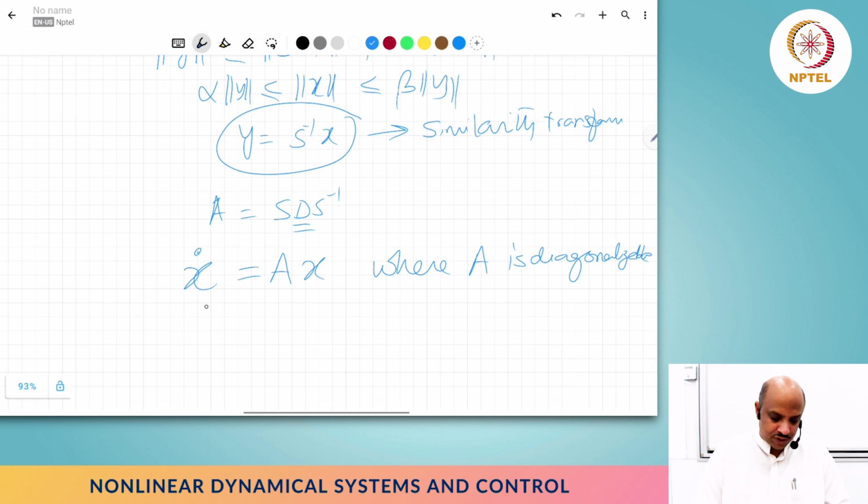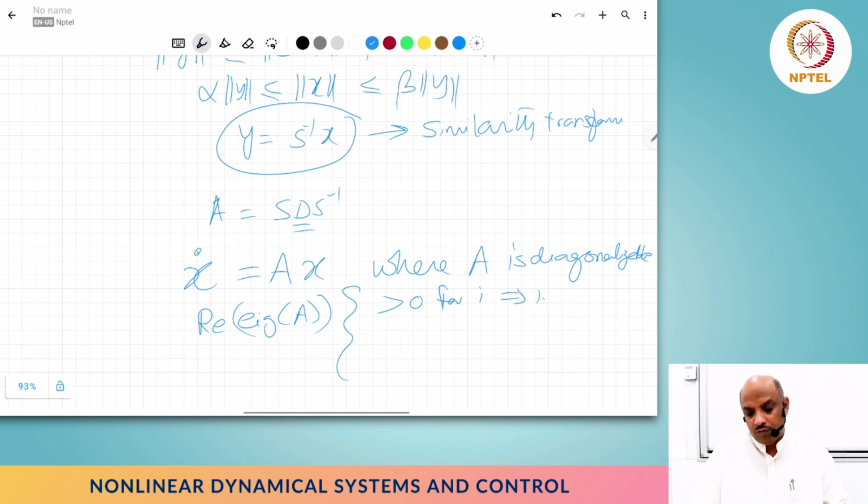Okay, so then what can we say? If the real part of an eigenvalue of A is positive for some i, it implies instability. If any one of them is going out to infinity, then we can conclude instability. But to conclude asymptotic stability, we need the real part strictly less than 0. And if it is less than or equal to 0 for all i, then we have Lyapunov stability.